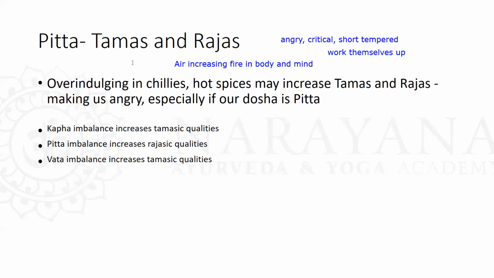Sometimes a pitta person can also have tamas, where they're feeling lazy, but they're also angry, critical and short-tempered, a combination. So it's a slightly different manifestation of these two gunas in a pitta rather than in a vata. And what increases it? Chilies, hot spices, and basically kapha imbalance increases tamasic qualities. Pitta increases rajasic. Vata increases tamasic. This is a different rajasic. It's a combination of tamas and rajas, and it has more qualities of fire in it.